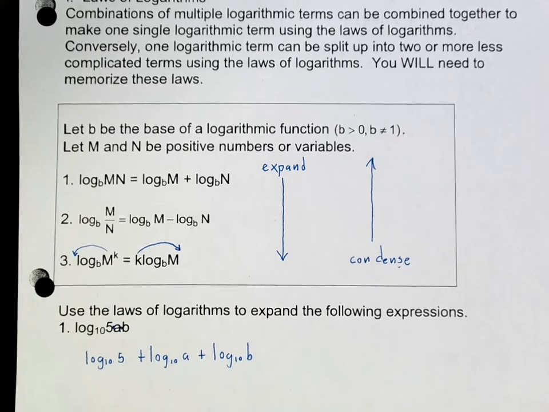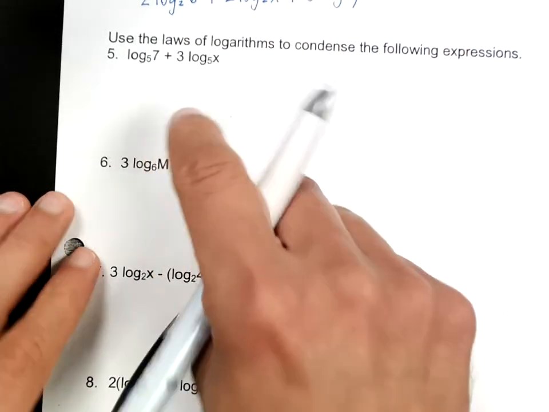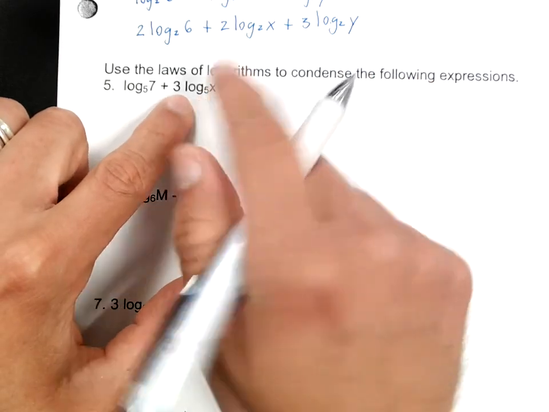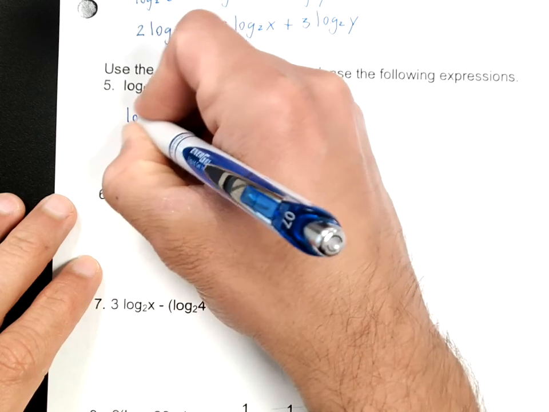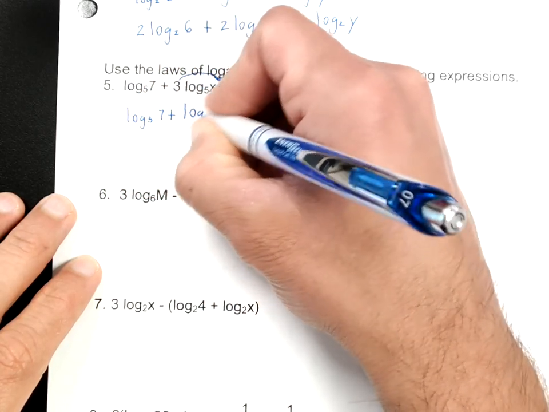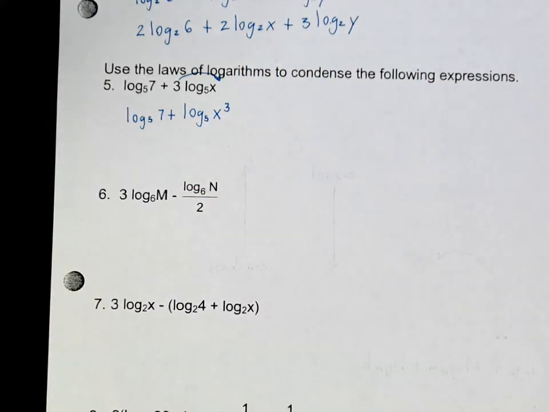All right, so let me show you an example so hopefully it'll make more sense. I have to start off with this problem. If I have this right here, I have to bring this 3 up as an exponent. So this would be log base 5 of 7 plus log base 5 of x to the 3rd. Okay, so now that 3 became the exponent.